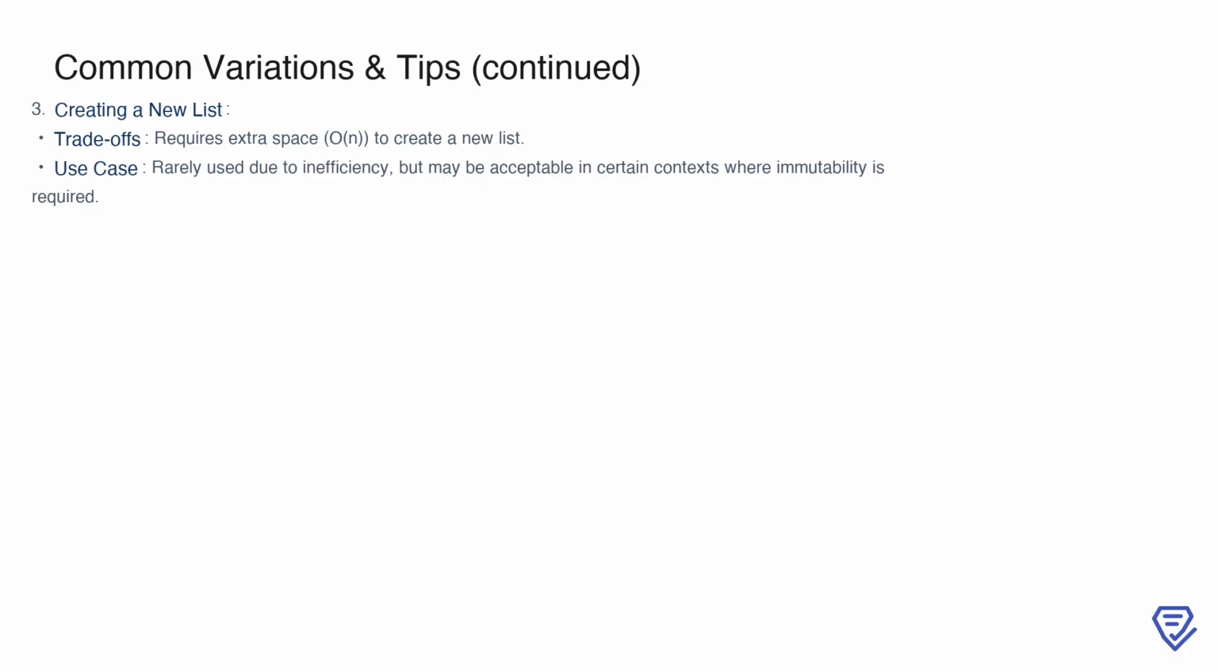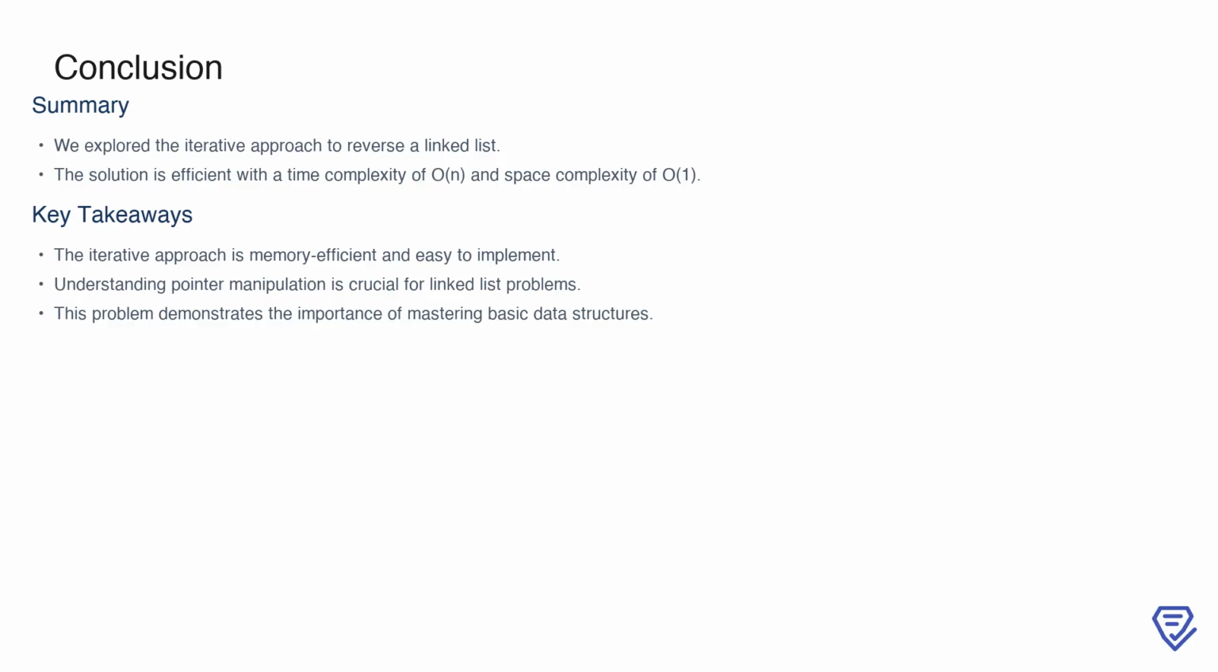Understanding this alternative approach gives you a broader perspective on solving linked list problems, even though it's not the most practical solution in most scenarios. To summarize, we reviewed the iterative approach for reversing a linked list, covering its time and space complexities. Key takeaways include the importance of pointer manipulation and mastering linked list fundamentals.